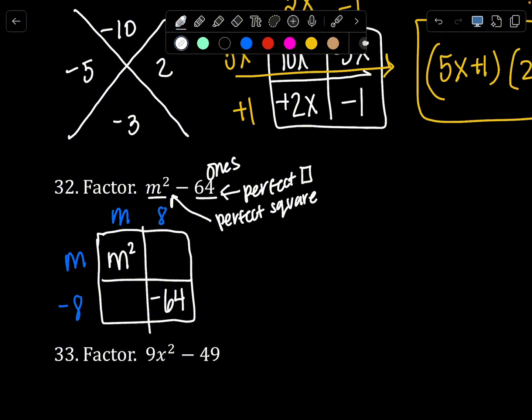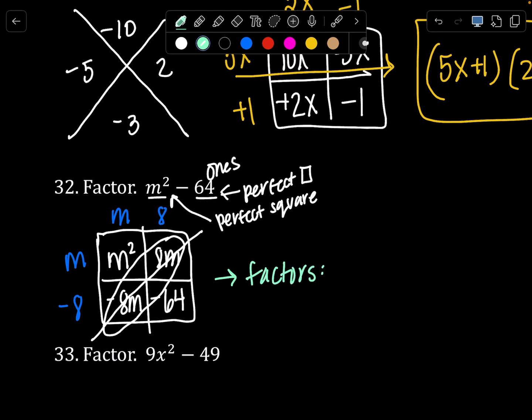-8 and +8. So this is 8m and -8m. Do you guys see how these guys cancel out? They're technically non-existent, right? They don't exist in our equation. So therefore, our factors are just m plus 8 and m minus 8. There you go. No big deal.